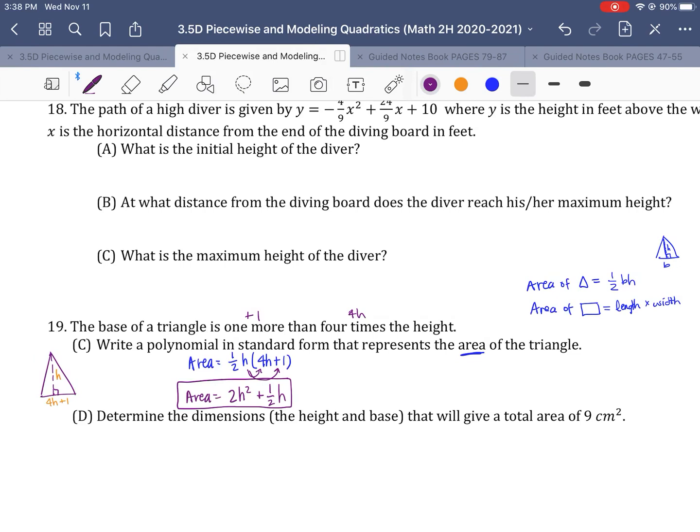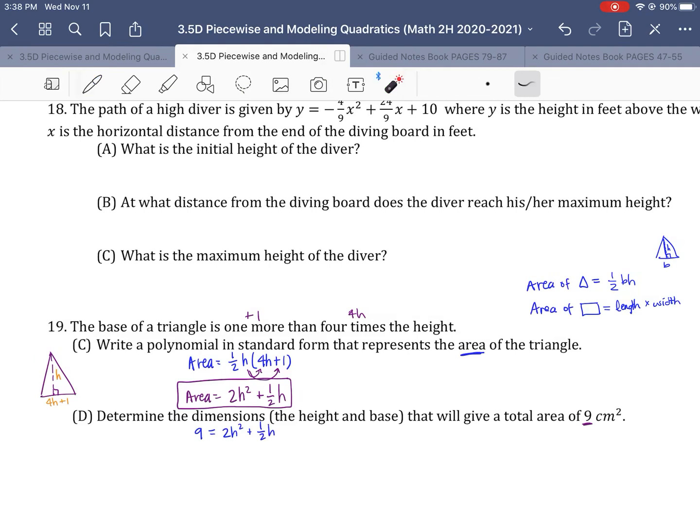So now it asks me to determine those dimensions, the height and the base, that give us an area of 9. So if the area is 9, I'm going to plug 9 in for the area, and then we're going to figure out what the height and the base would be.